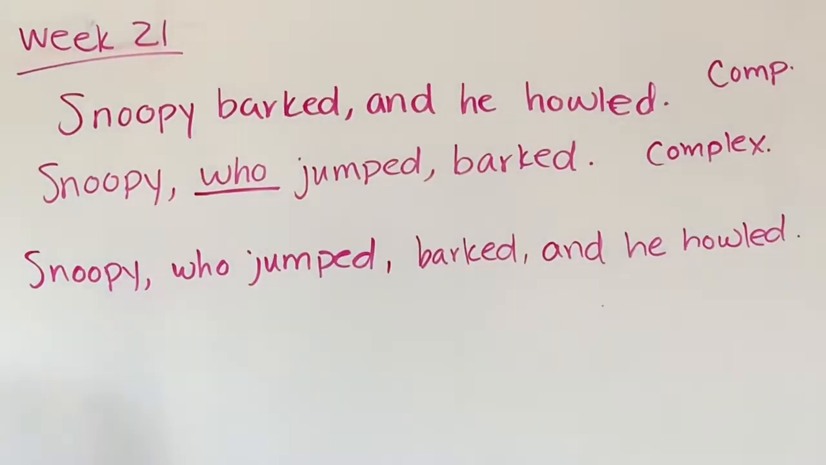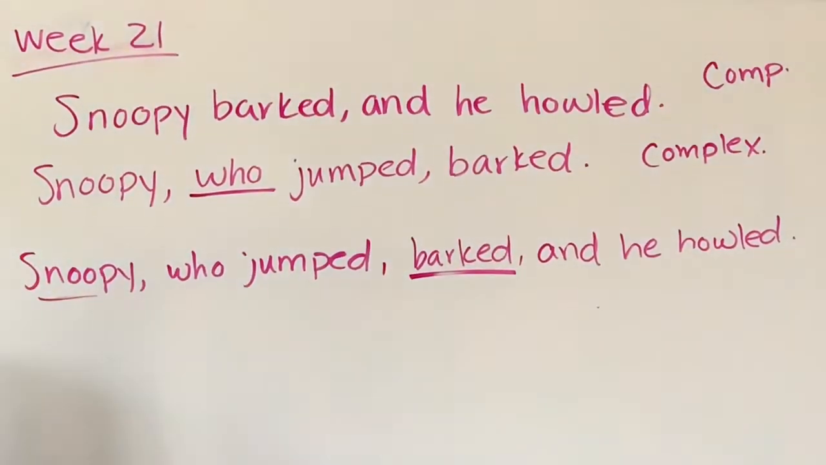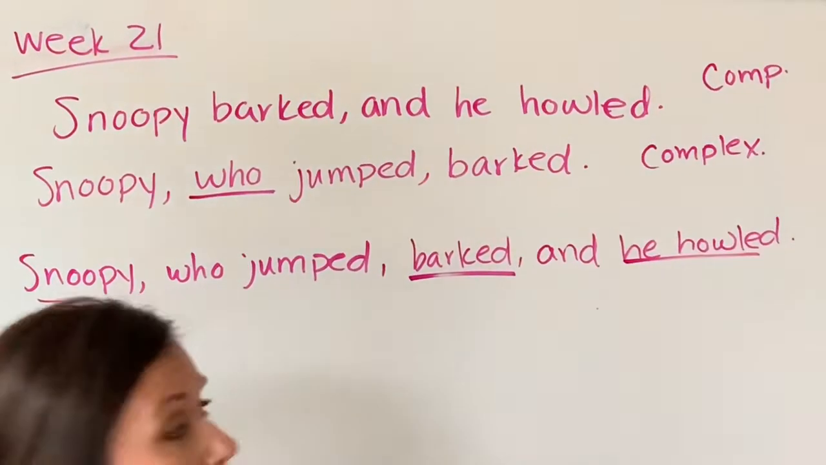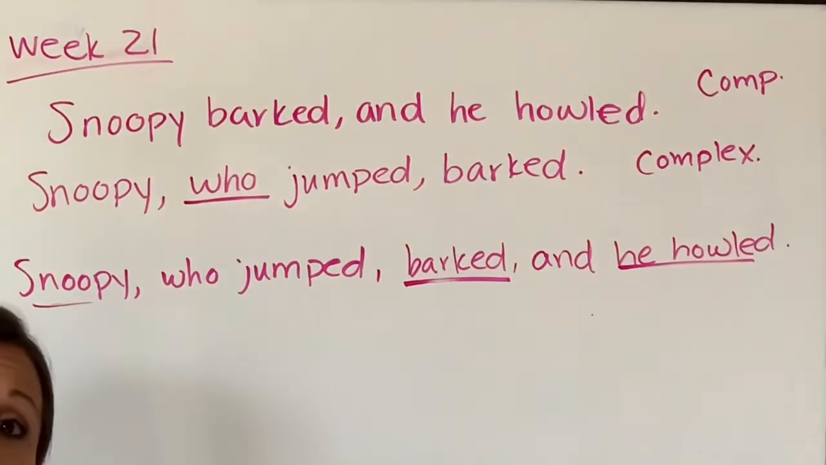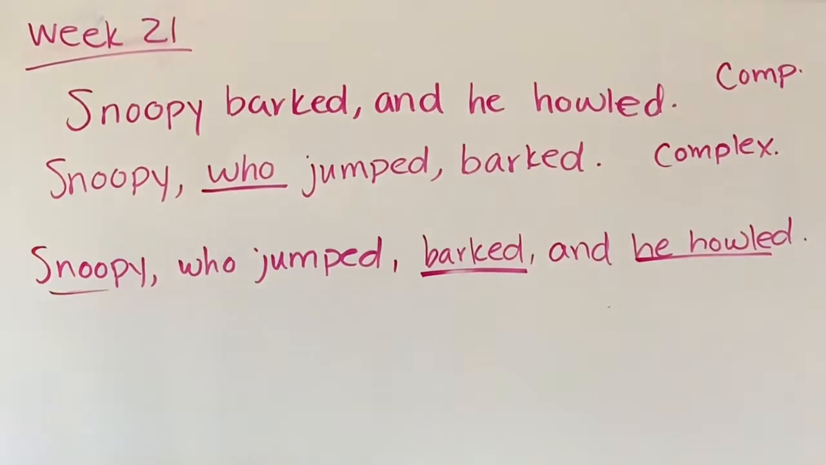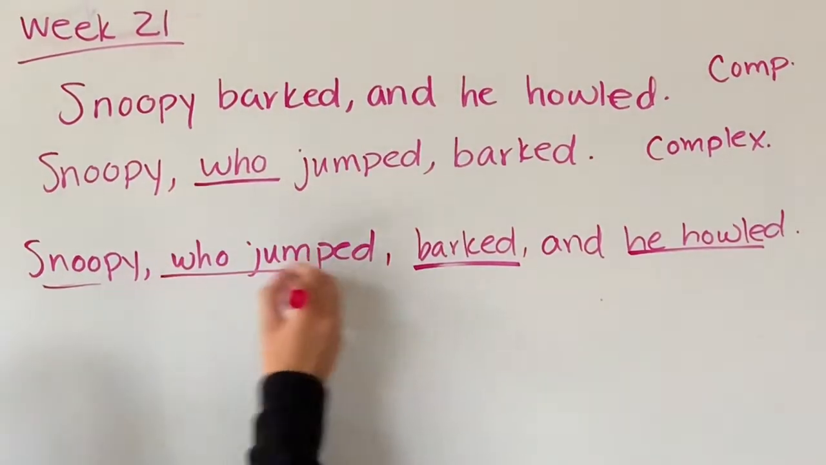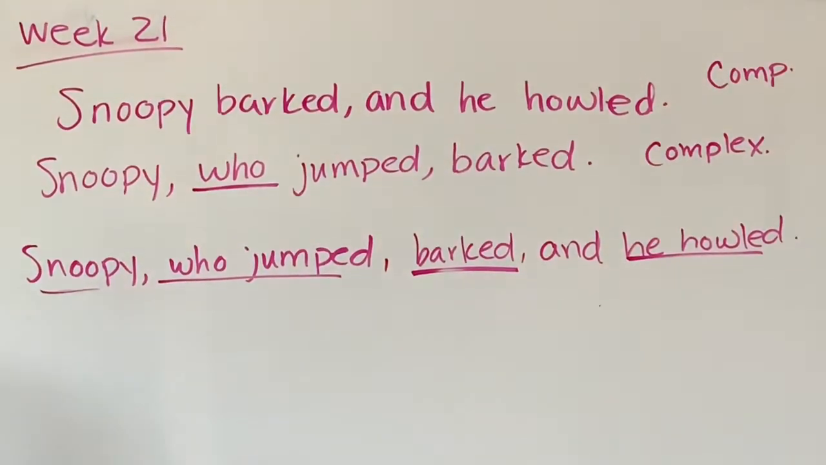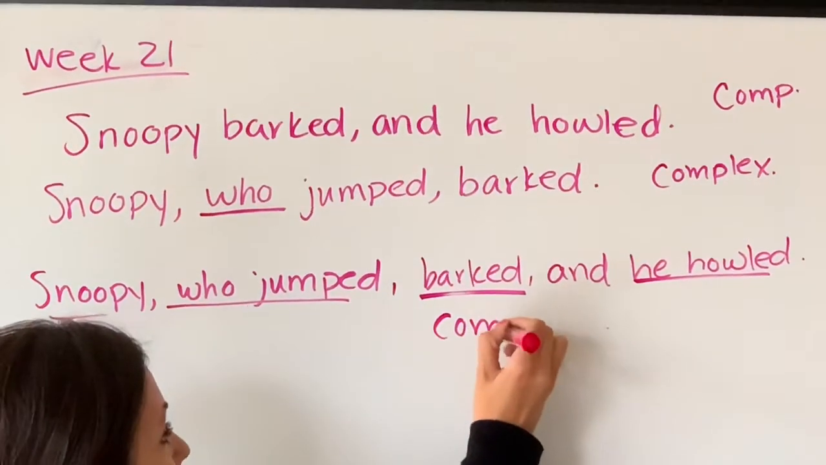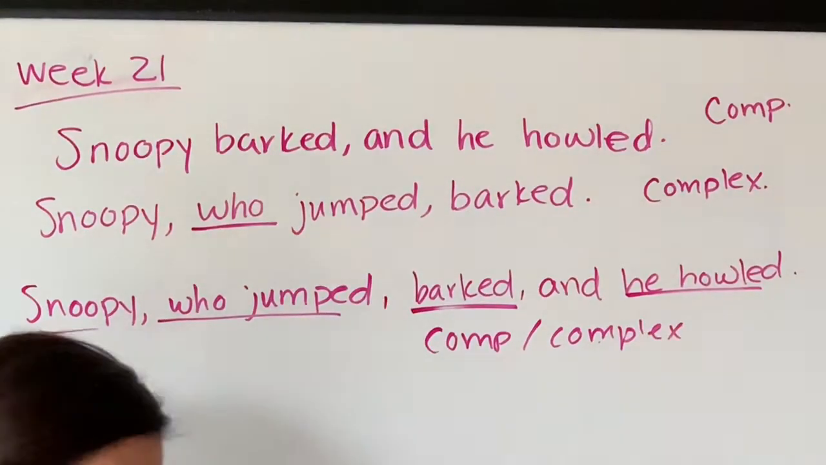Okay, so what are our independent clauses? We have Snoopy barked, that's one independent clause. And then we have he howled, that's another independent clause. Remember, an independent clause consists of a subject and a verb, and it makes complete sense. Now, where is our subordinate clause? Who jumped. So we have one subordinate clause right there. So this is a compound complex. Okay, very good.